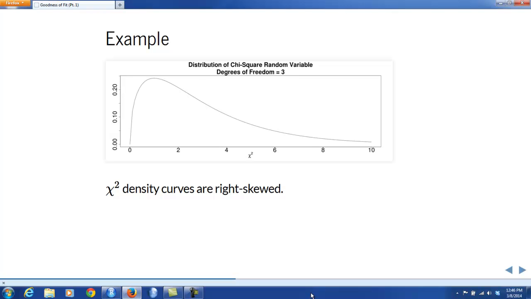Here's an example of a density curve for the chi-square random variable that has 3 degrees of freedom. So this is one member of the chi-square family. The density curve is pretty right-skewed. All chi-square density curves for all degrees of freedom are right-skewed, but the right skewness is most prominent at lower degrees of freedom.